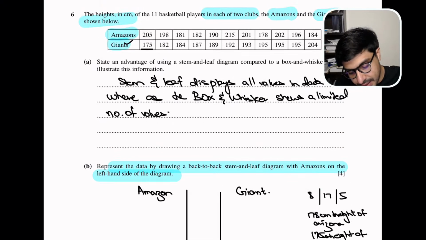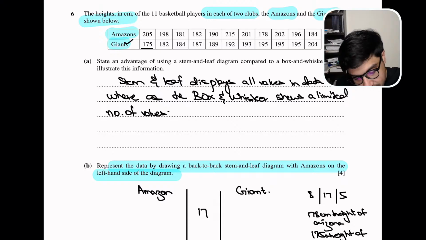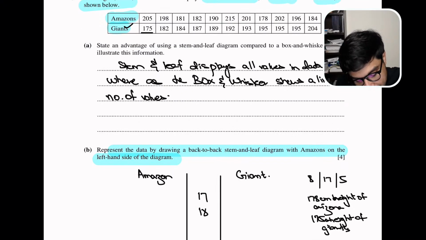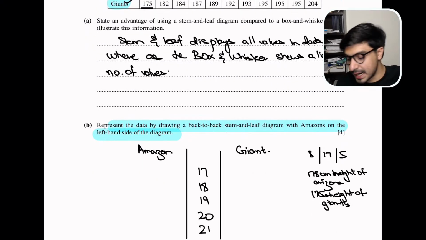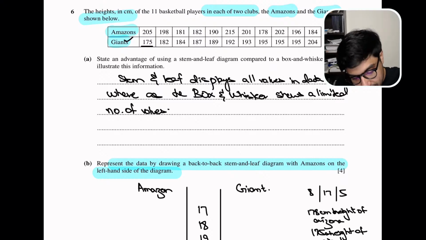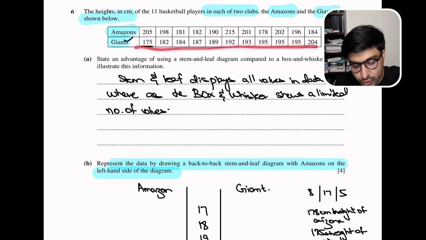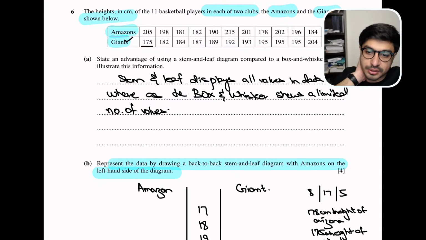So let's just do it. So it's going to be 17, then it's going to be 18, then it's going to be 19, and then it's going to be 20, and then it's going to be 21, right? After 21 there is no value in either, so we don't even need to do it for 22. We're just going to stop at 21.